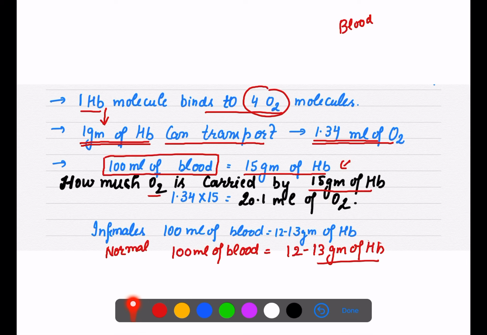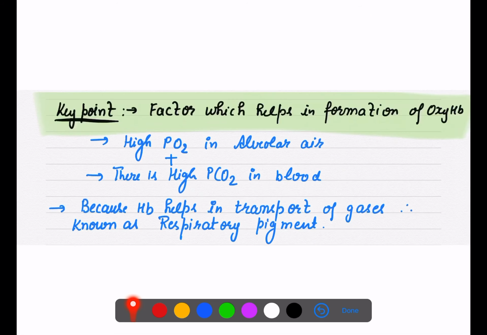So if you know that 1 gram of hemoglobin transports 1.34 ml of oxygen, you can calculate for any gram of hemoglobin. The main thing you need to understand here is the factors which help in the formation of oxyhemoglobin. What are those factors which are regulating or affecting the formation of oxyhemoglobin?